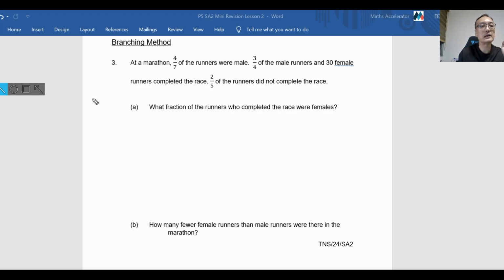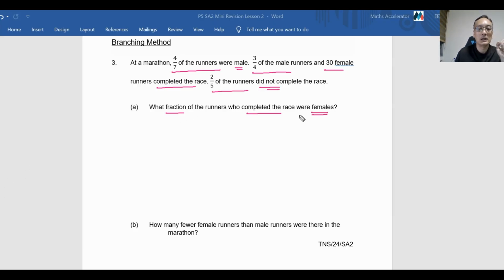After reading the question, let's underline the keywords. 4/7 of the runners were male, 3/4 of the male and 30 female completed the race. 2/5 of the runners did not complete the race. So we need to find out what fraction of the runners who completed the race were female. So in this question, it's easier to organize this information using the branching method.